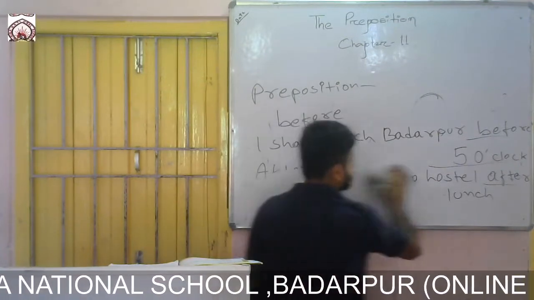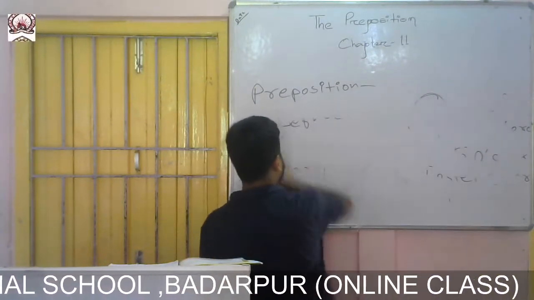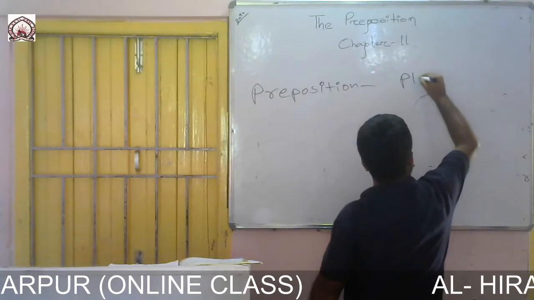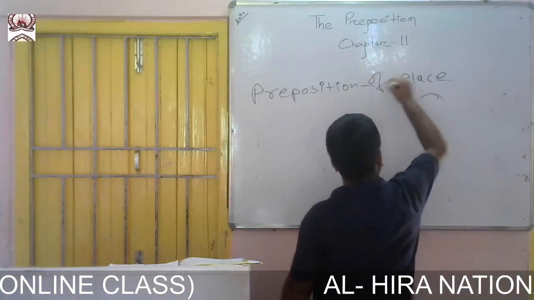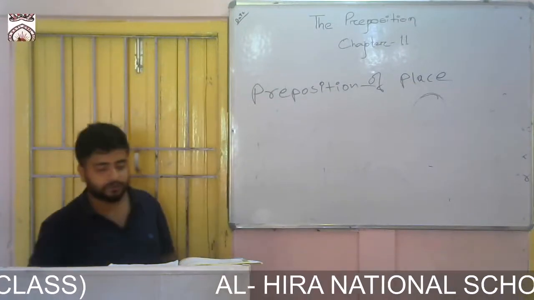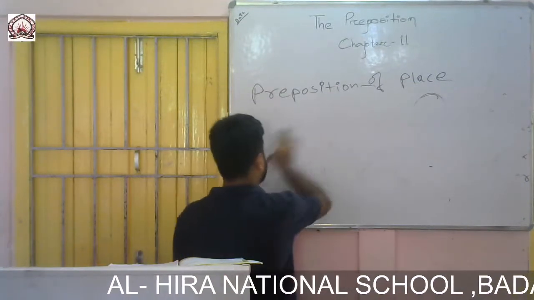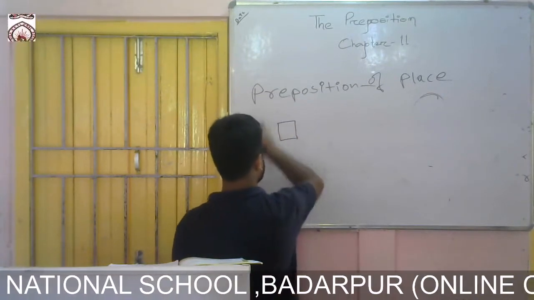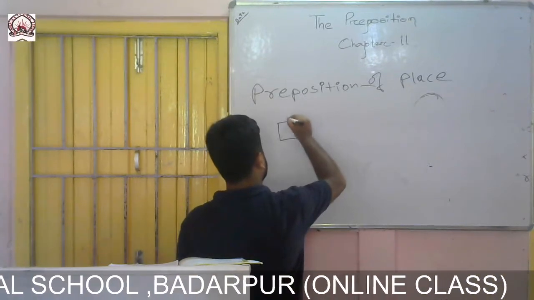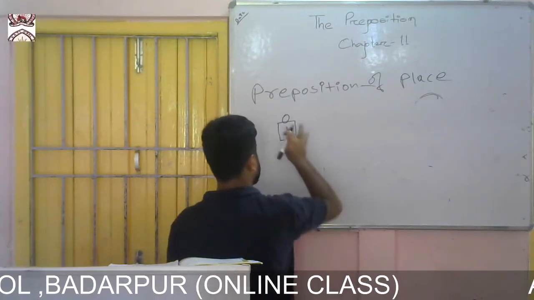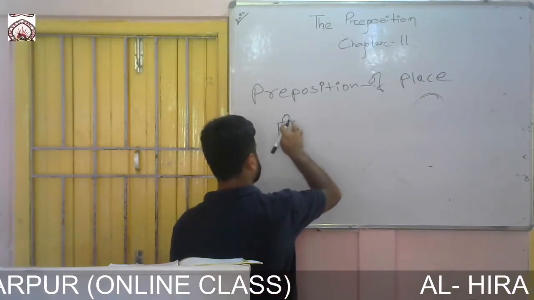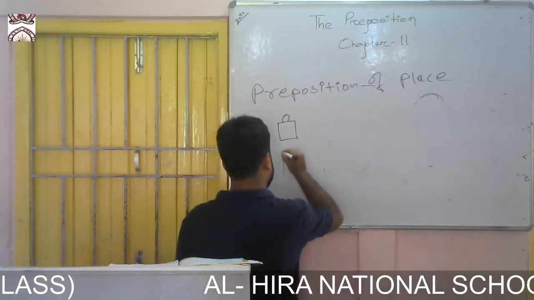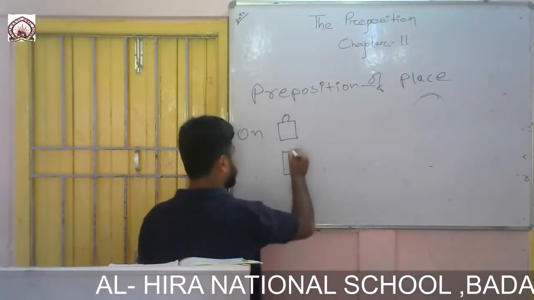Now, preposition of place. Preposition of place. Again, let me discuss this with the help of a diagram. For example, one ball is there. So with the help of a diagram, I am trying to explain to you.